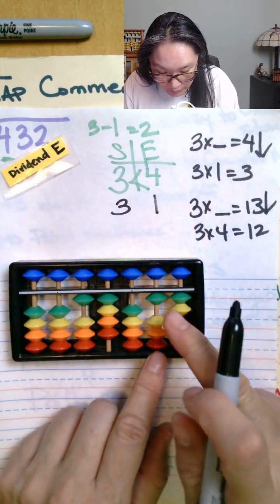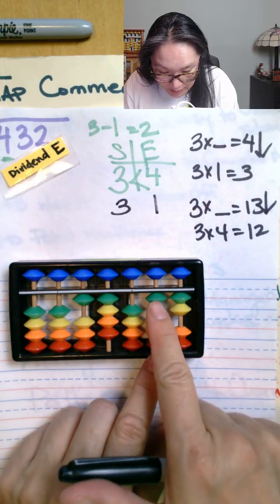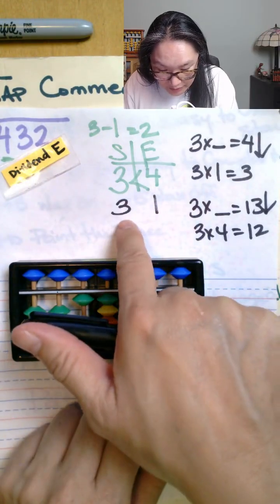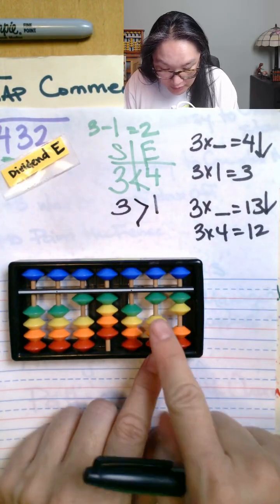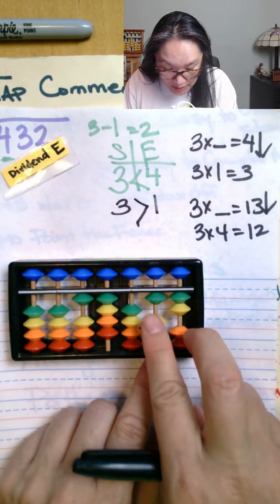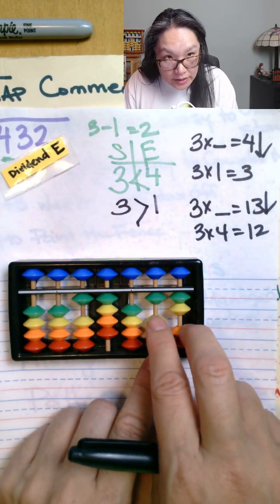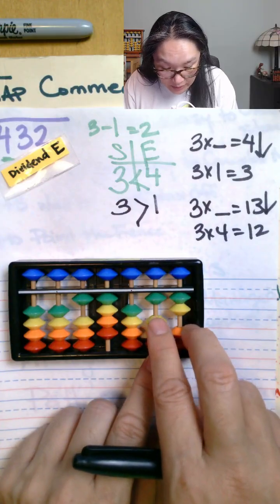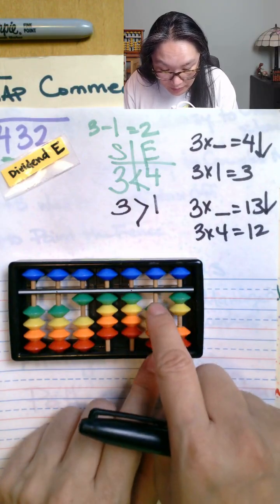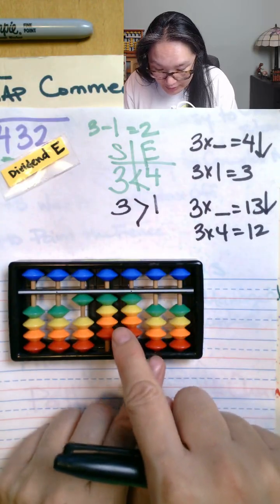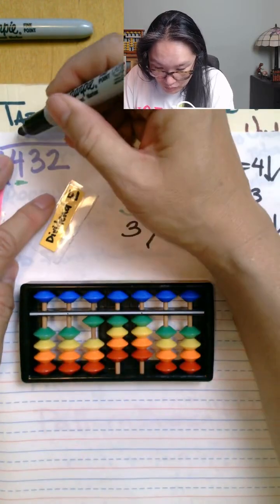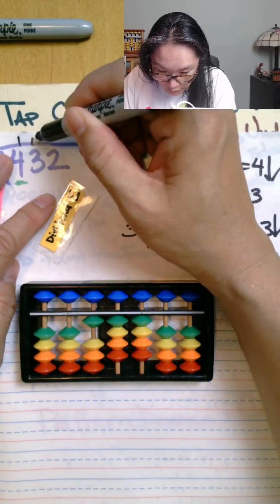Because why? My dividend is 1. My divisor is 3. My divisor is bigger, so I have these two columns, these two digits. So again, I add the 4. I take away 12. So my answer is 144.